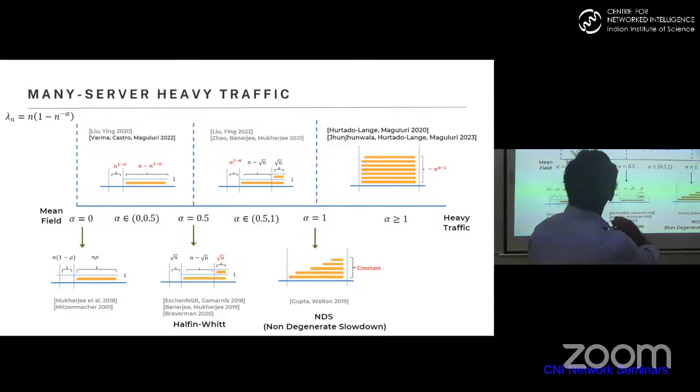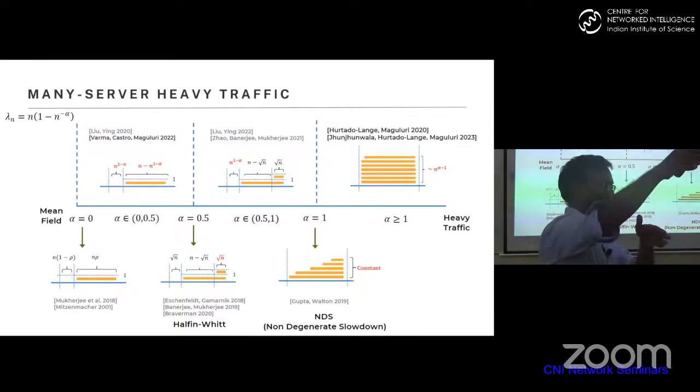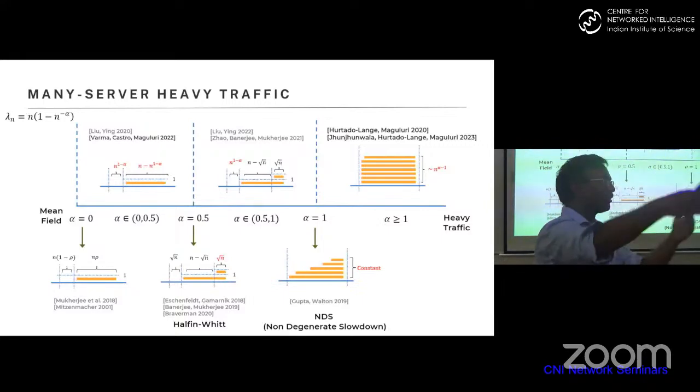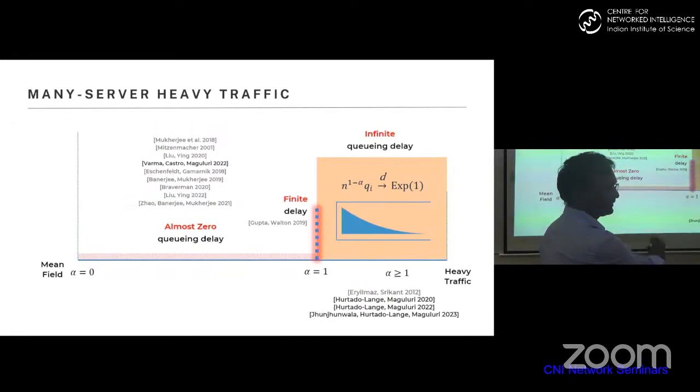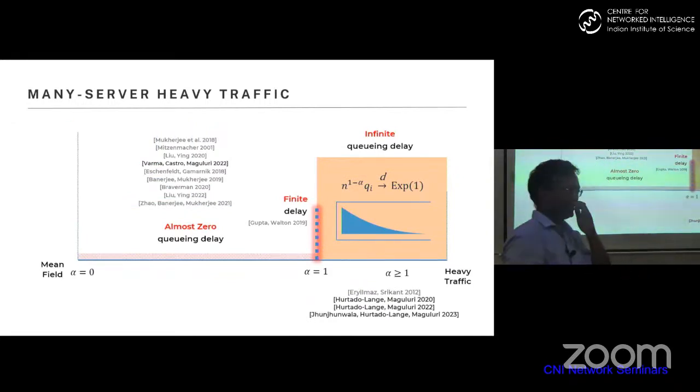So I'm just changing the arrival rate in the standard. As n goes to infinity, I'm approaching heavy traffic. If I just look at the queue length vector, it goes to infinity. Now, to get a non-trivial limit, I have to scale it appropriately. Then you get a non-trivial limit.